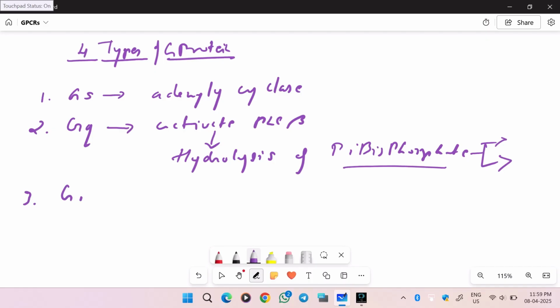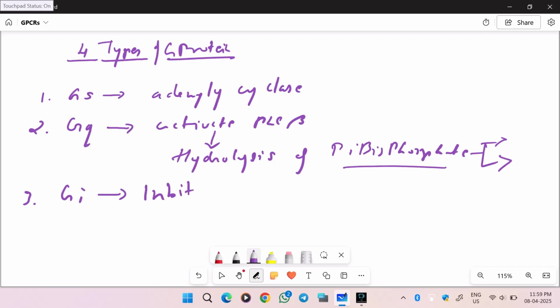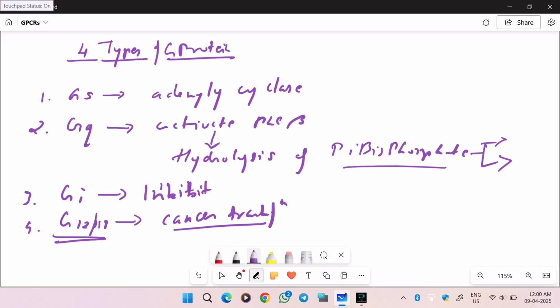The third one is Gi. It is an inhibitor. It inhibits the adenylyl cyclase. Then we have something called G12/13, and this is actually an inappropriate activation that leads to excessive cell proliferation and malignancy. It's kind of a cancer transformation when it is activated in an inappropriate manner. So this is the culprit, where any inappropriate activation can lead to the formation of cancer, tumor, the malignancy, the dangerous ones. Okay. So these are the 4 types of G proteins that you need to know for your exam.